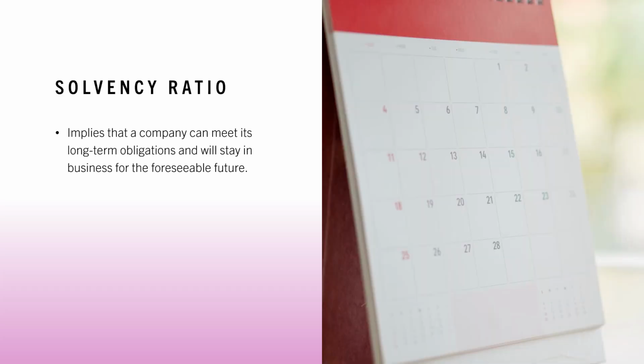Solvency ratio implies that a company can meet its long-term obligations and will stay in business for the foreseeable future. The two main ways this is done is debt to equity ratio and times interest earned ratio. In debt to equity ratio, there is a relationship between debt and equity as it relates to business financing. In the case of Banyan Goods, it is found for every $1 of equity contributed towards financing, $1.50 is contributed towards lenders, which is a concern for Banyan Goods.